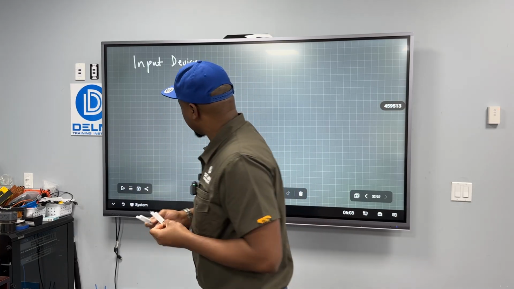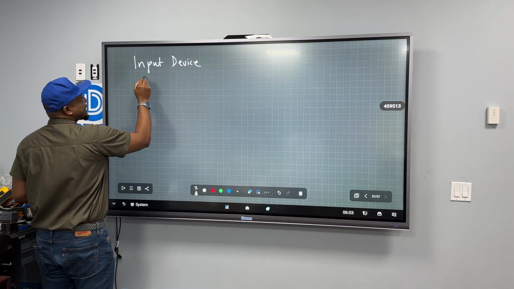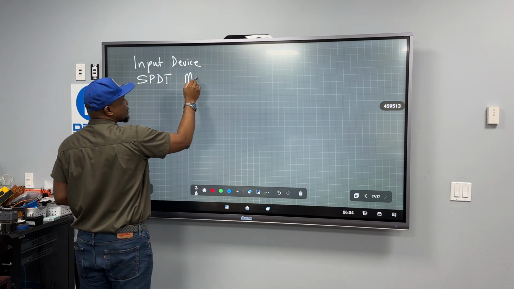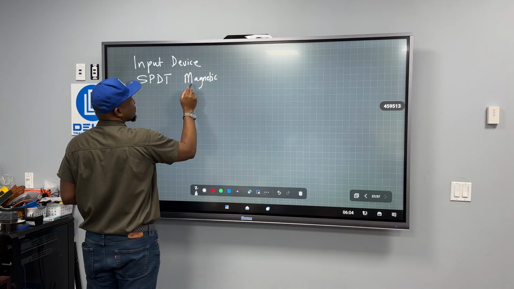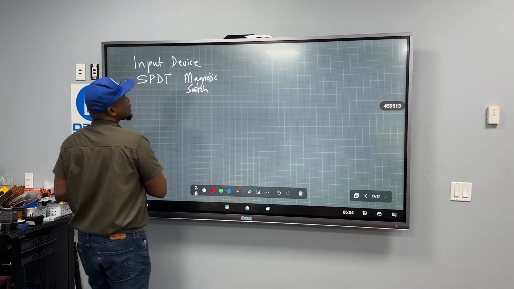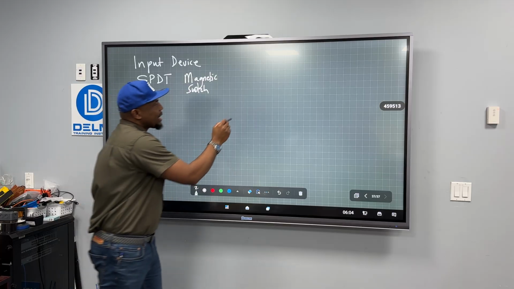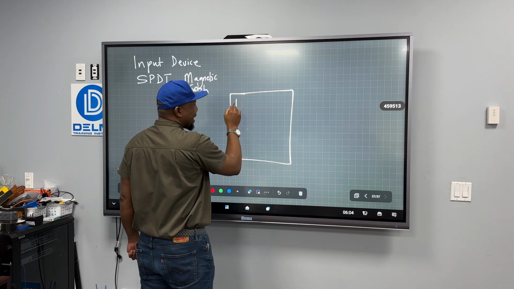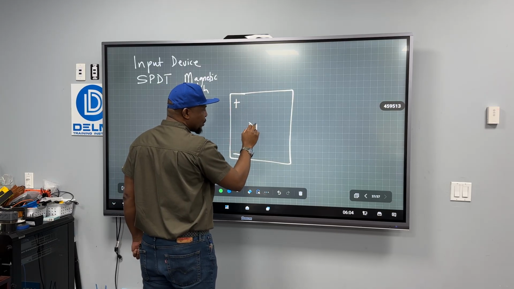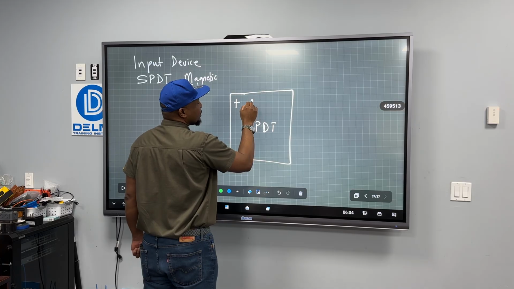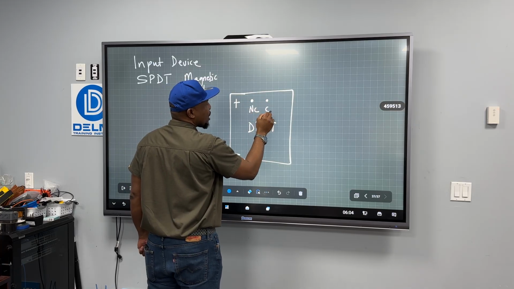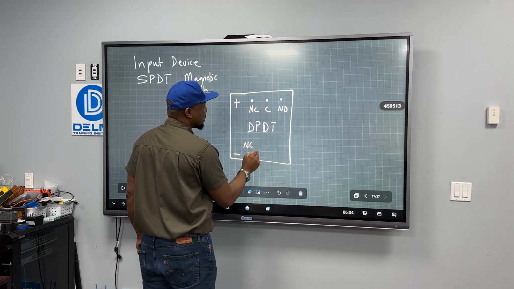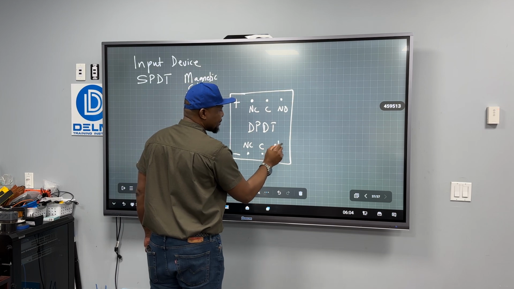So you're going to use this. It's going to be a single pole, double throw magnetic switch. That is going to be your input. We are going to use a relay, plus minus. This is going to be a double pole, double throw. We're going to have the normally closed, common, and normally open. And here we're going to have the same thing, normally closed, common, and normally open.